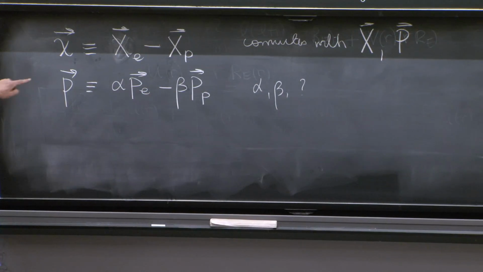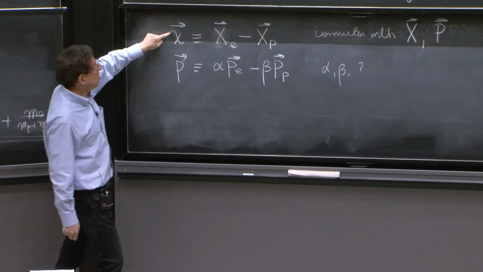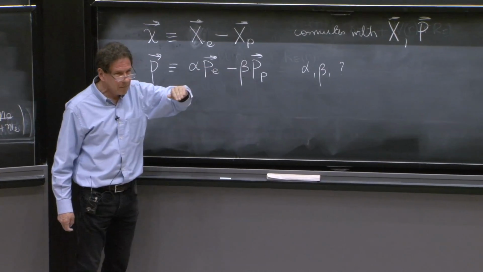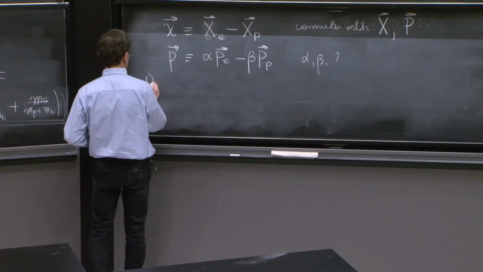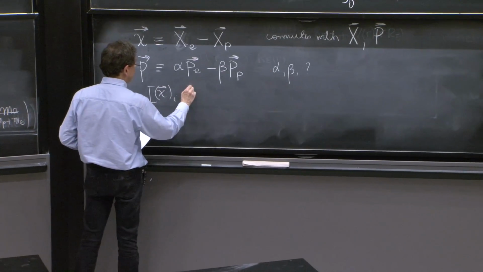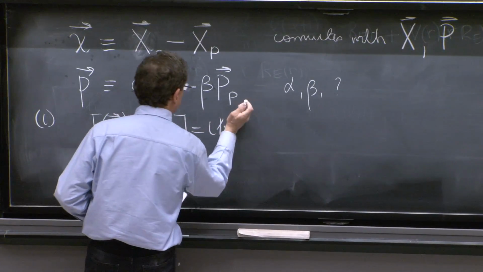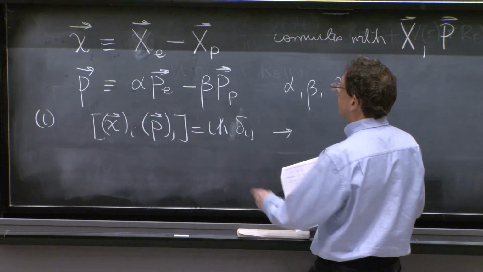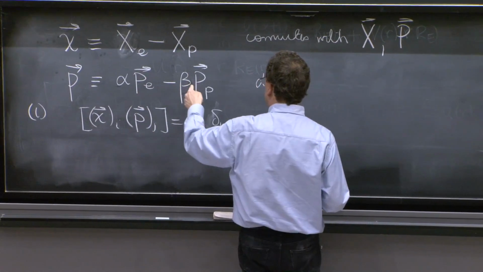I need that this momentum with this x give me 1 iħ. So that will put a condition on alpha and beta. In fact, the condition that x_i with p bar_j give you iħ δ_ij, you can imagine what it is, that alpha plus beta is equal to 1.